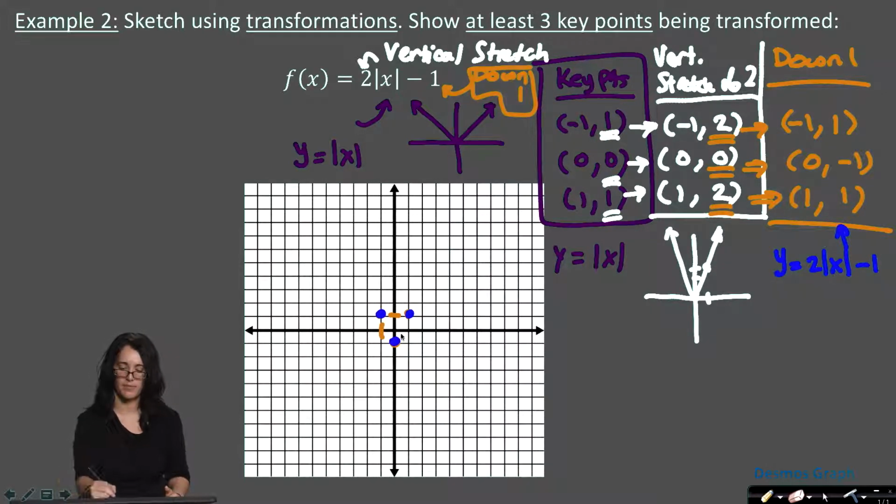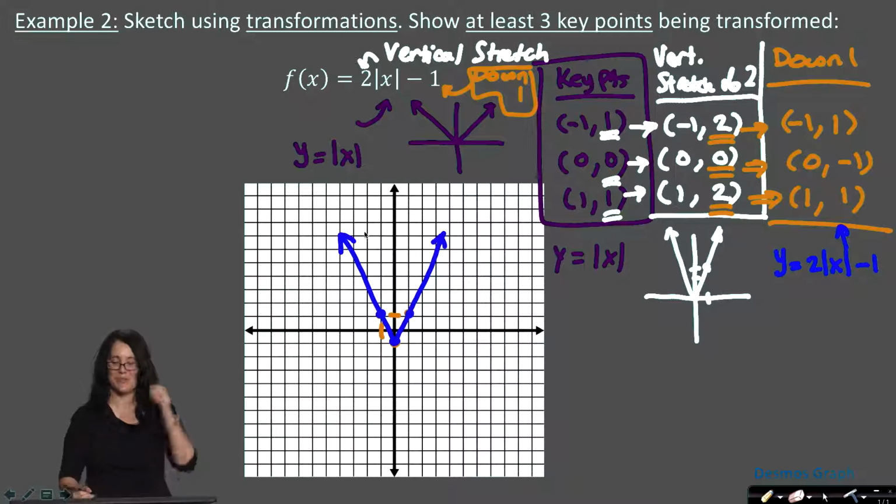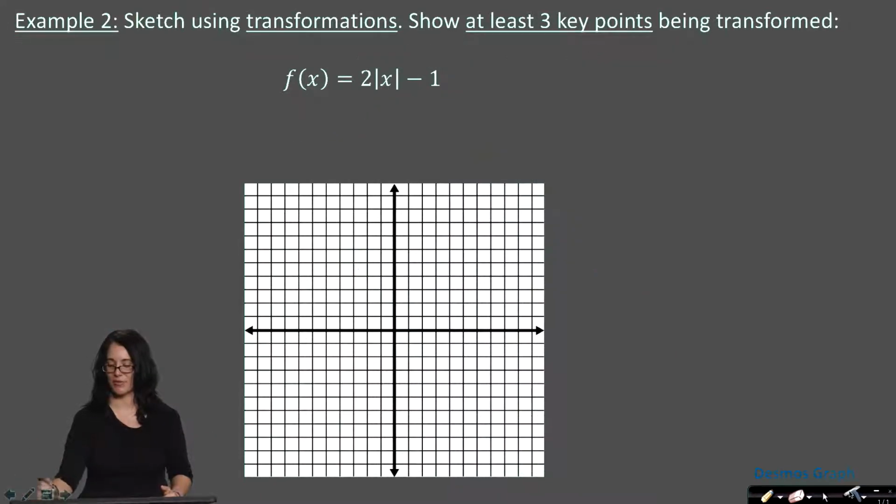This is those points here. And we make our V-shaped graph that goes through those points carefully. It shouldn't be curvy, so I apologize if mine looks curvy. So it's a graph that's been stretched by a factor of 2 and then shifted down 1 unit. So that should make some sense. Got a couple more examples. Let's see how you're tracking with me.